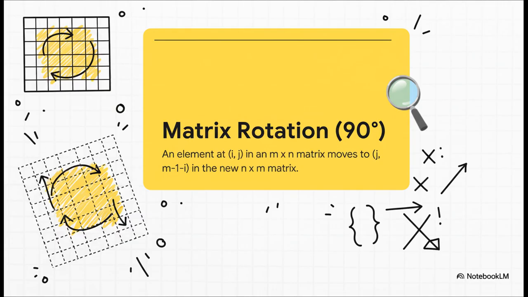So how does that physical turn translate into math? Well, here it is. An element that starts at row i and column j just moves to a new spot. The new row is just the old column j, and the new column is calculated from the old row i. This little formula is the entire secret sauce behind the rotation algorithm.